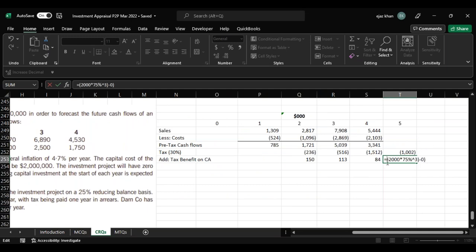So this is going to be the balancing allowance figure. In the last year, the tax authorities will allow us 844,000 as our tax depreciation. And we will be getting a relief of 30% on this amount. So the tax benefit for the last year will be equal to 253,000.